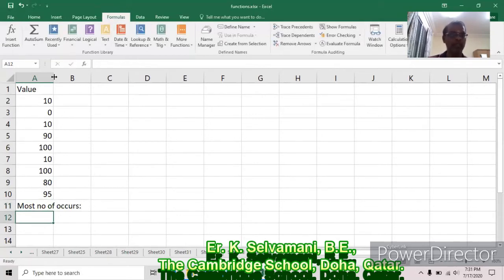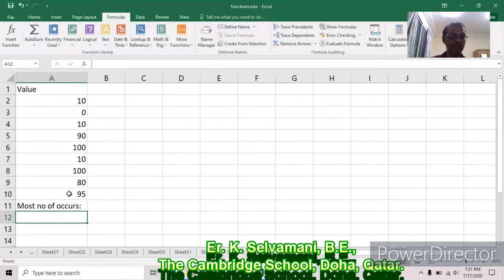So we have one range of values starting from A2 to A10. Out of these values, we'd like to find out which number or value occurs mostly. That is the most number of occurrences. See here, 10, 10, 10. 10 occurs 3 times. 0 occurs only 1 time. 90 occurs 1 time. 100 occurs 2 times. 80 occurs 1 time. 95 occurs 1 time. So out of this range of values, 10 occurs mostly. That is why it is called the most number of occurrences.